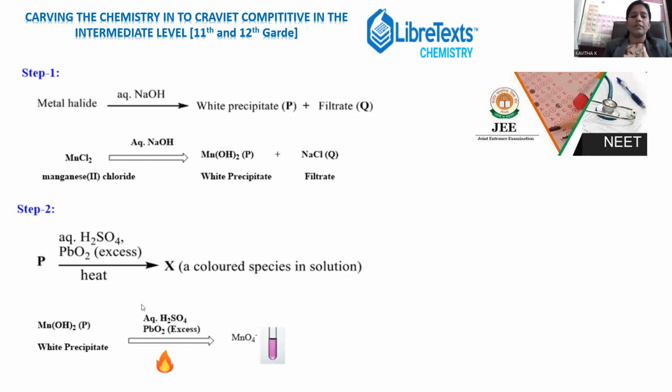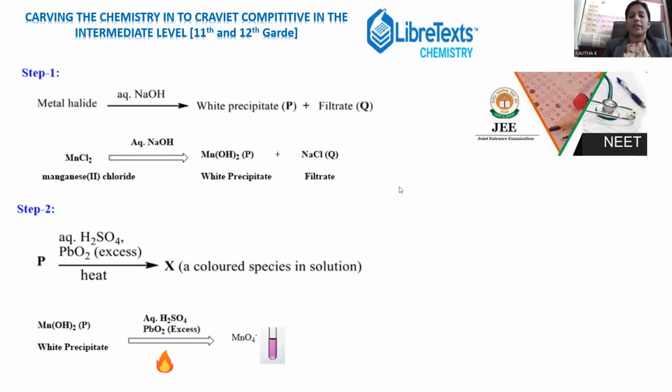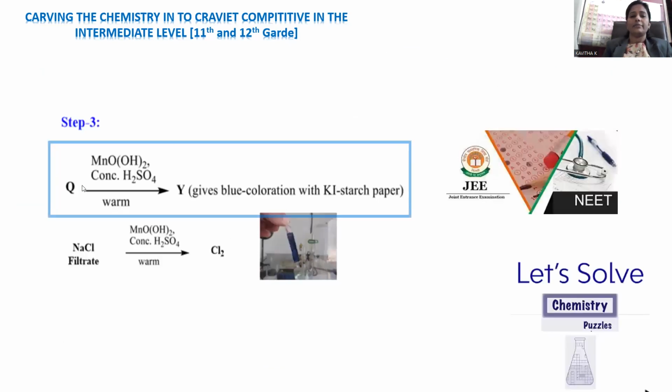This will be step number 2. Move on to step number 3, the final one. So we have to go for this Q. Q is called the filtrate. That filtrate will be taken and treated with manganese oxyhydroxide and concentrated sulfuric acid. As we already know, manganese is an oxidizing agent, so whatever halide is there, sodium chloride formed over here, will be oxidized into chlorine gas. Cl minus is converted into Cl2. That is the oxidation process again.